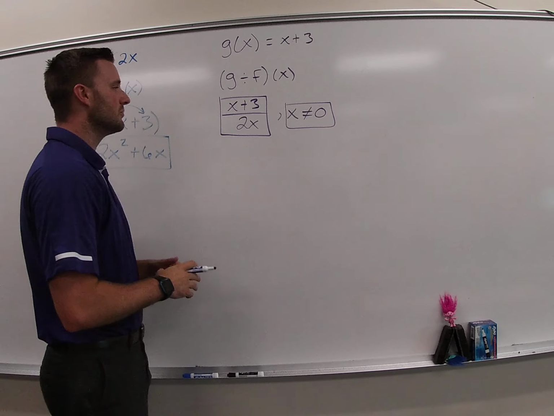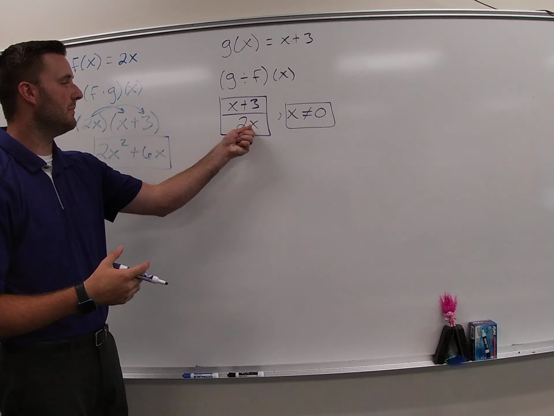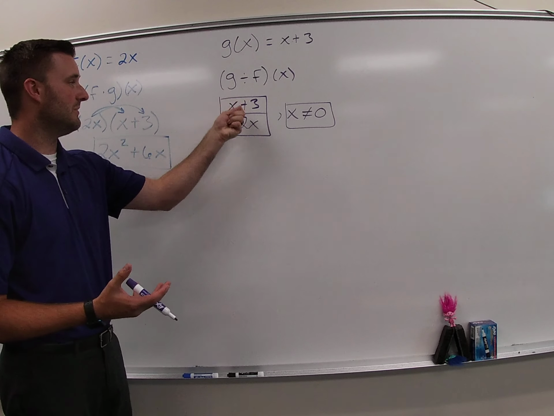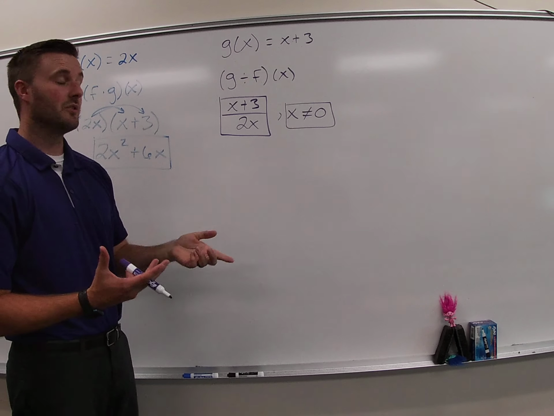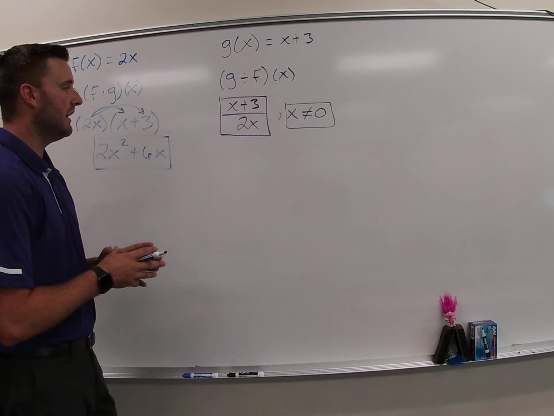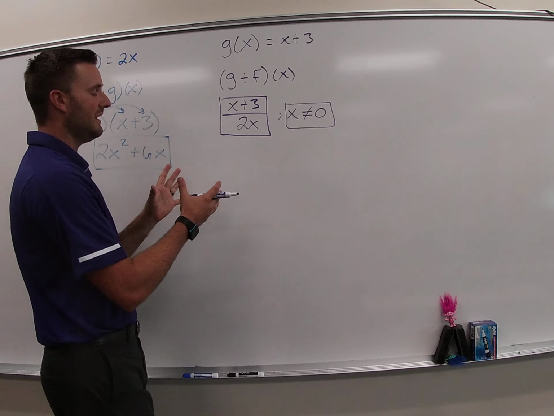The reason that is true is because if I replace x with 0 in the denominator, 2 times 0 gives me 0, and I can't divide by 0. Now, having a 0 in the numerator is fine because 0 plus 3 gives me 3. That's okay. But in the denominator, I can't have a 0.